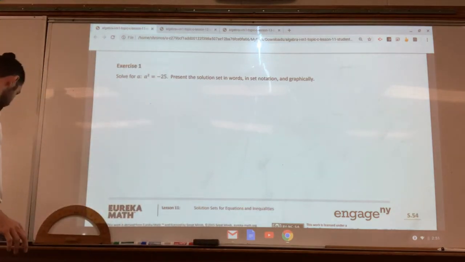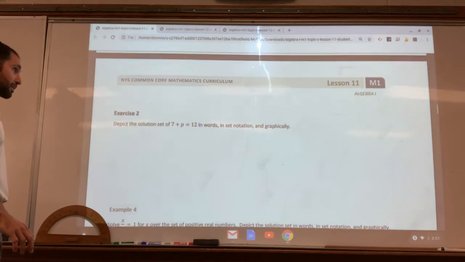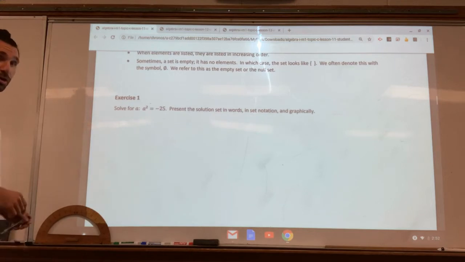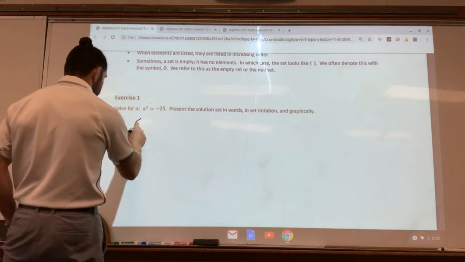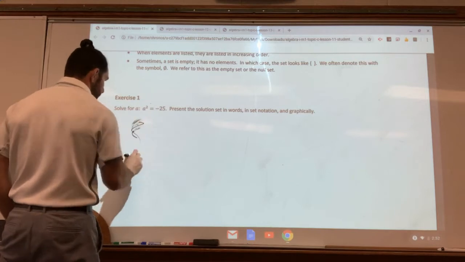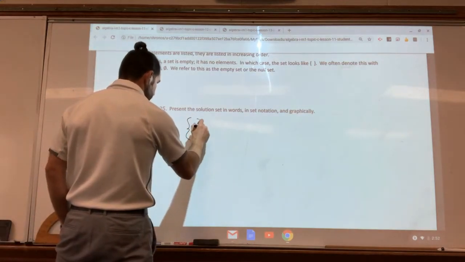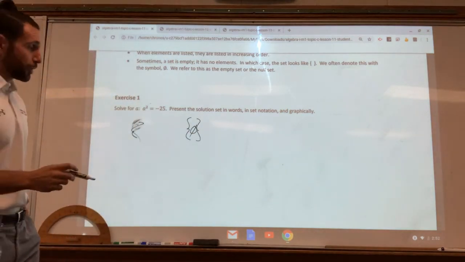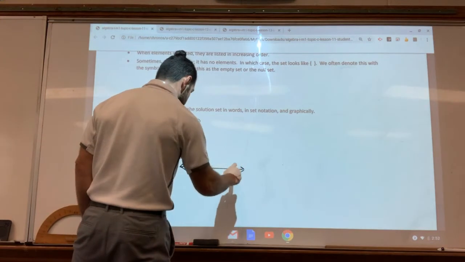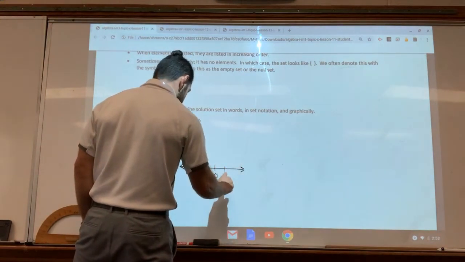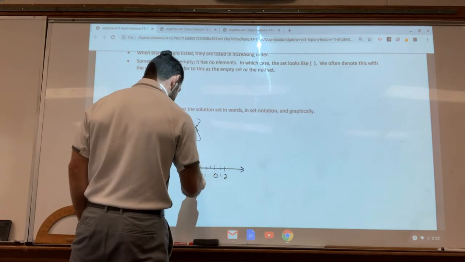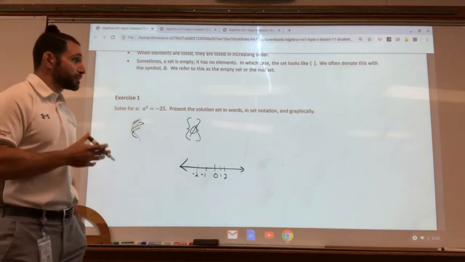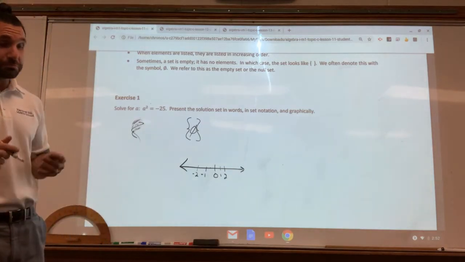So how do we show that in all of these different ways? Well, you're going to have a null set. And you can put something like that has null, because that's no solution, on the graph. You just put nothing, because there's no solutions. And how would you say this? There is no solution for this problem. Okay?